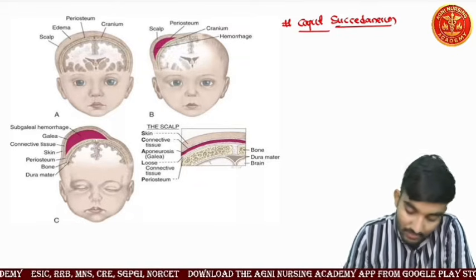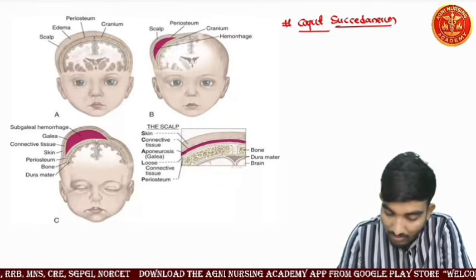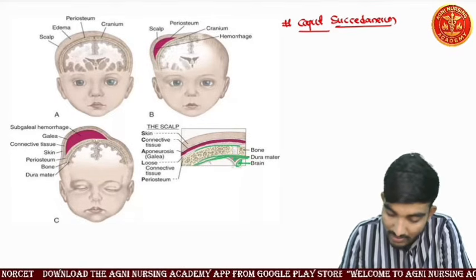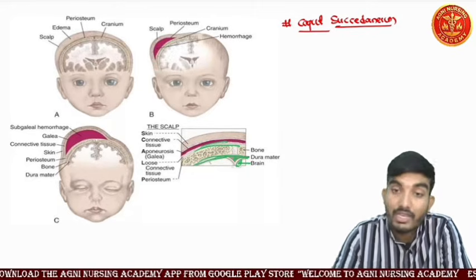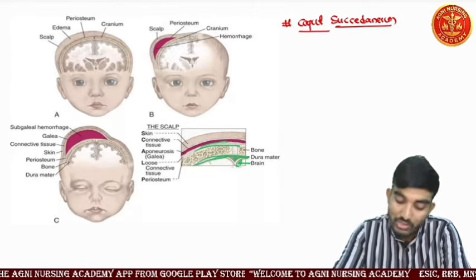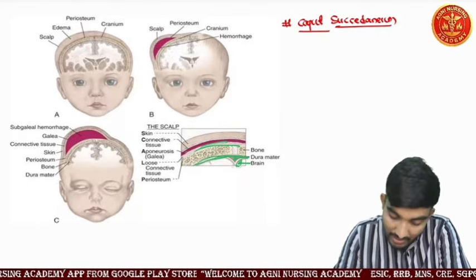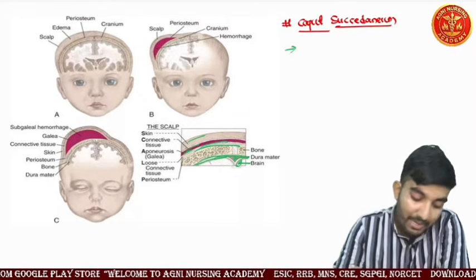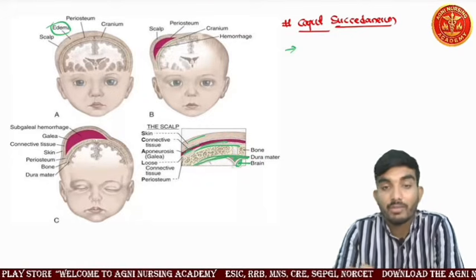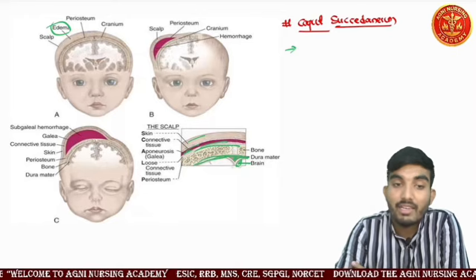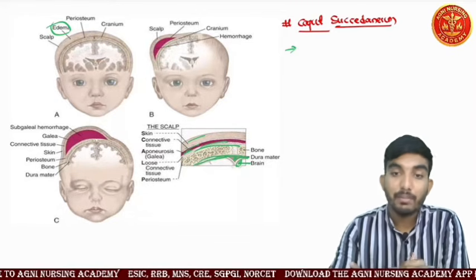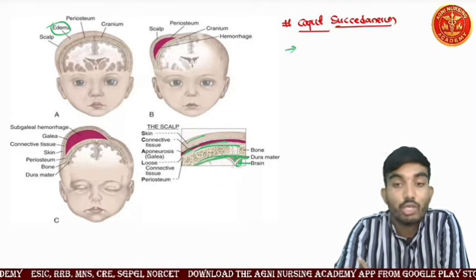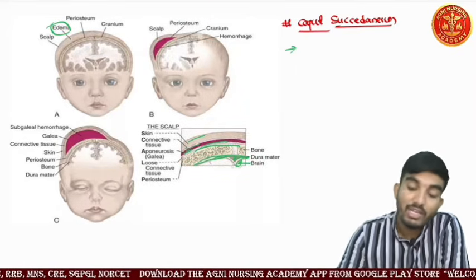Before going to caput succedaneum, just see the layers of the scalp. This one is the brain. This one is the dura mater, and up from there is the bone layer, and the bone is covered by a layer that is the periosteum. Above the bone is loose connective tissue, then the aponeurosis, connective tissue and skin. In caput succedaneum, edema is present. The edema is present because during delivery, the baby's head passes through the maternal pelvis. Then compression, cervical ring pressure, is present on the fetal head. Because of that there is no proper drainage of fluid, so fluid collection will occur.